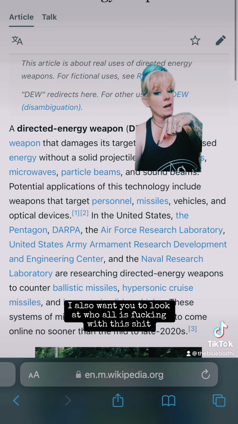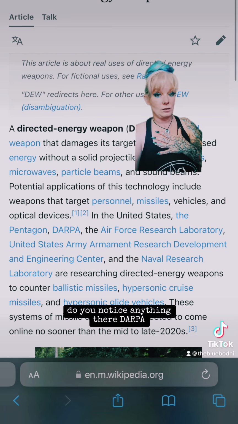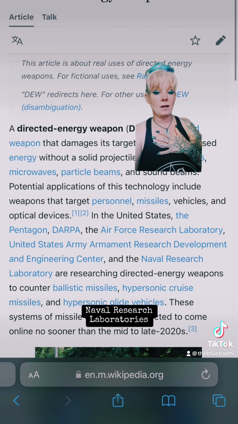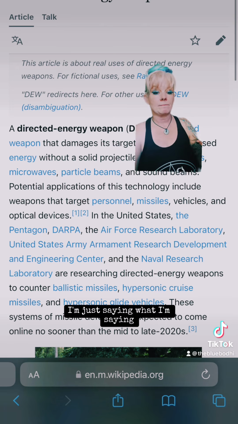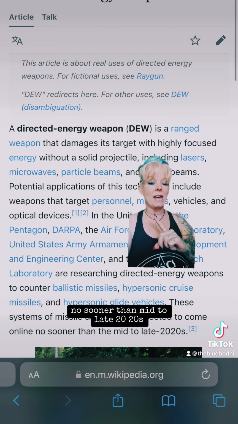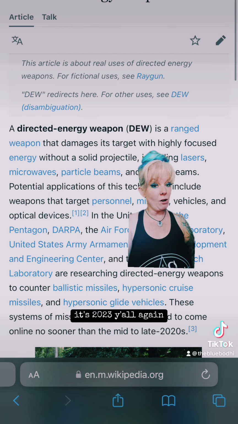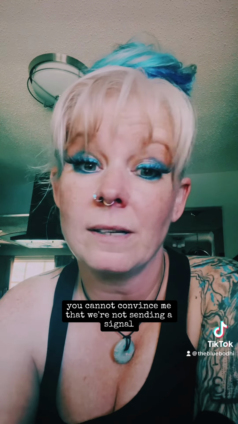I also want you to look at who all is messing with this stuff, just that we know of. Do you notice anything there? DARPA, the Air Force, the Pentagon, Naval Research Laboratories. I'm just saying what I'm saying. Now, look at that right there. These systems of missile defense are expected to come online no sooner than mid to late 2020s. It's 2023, y'all. Again, you cannot convince me that we're not sending a signal.